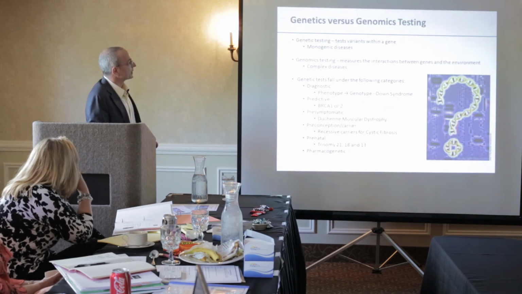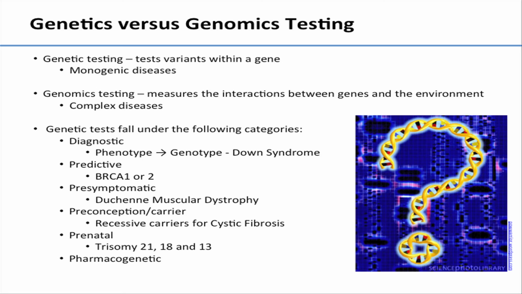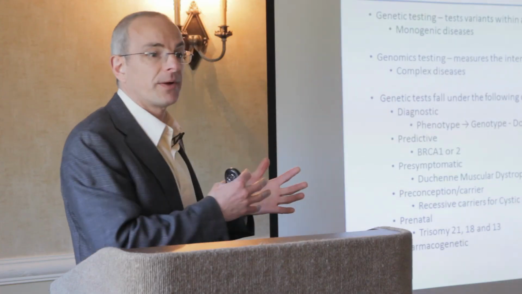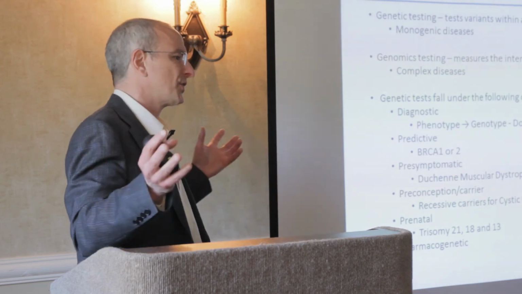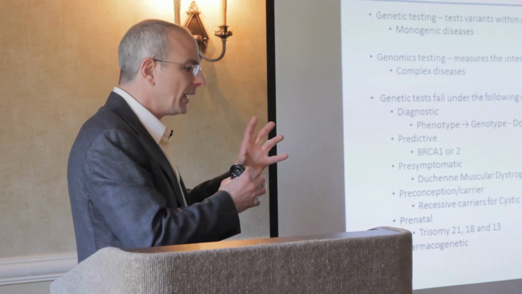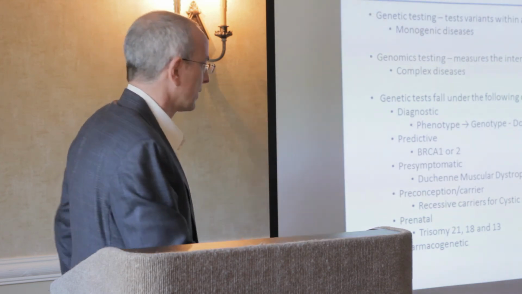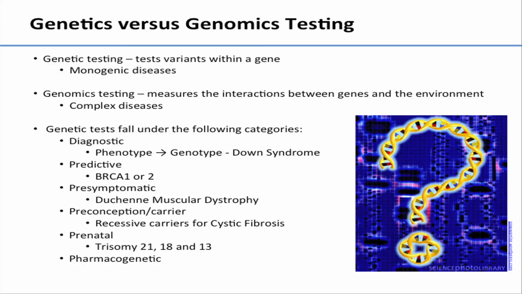We talked a little bit about genomics and genetics. Just to reiterate then, when it comes to the testing component, genetic testing is when you're looking at variants within a gene, monogenic diseases. Complex diseases are when you start looking at and measuring the interaction of all those genes with each other. Expression profiling is a classic example of genomics. There's just a ton of data and you're looking at all of them and how these genes are interacting with each other. So genetic tests then are diagnostic.